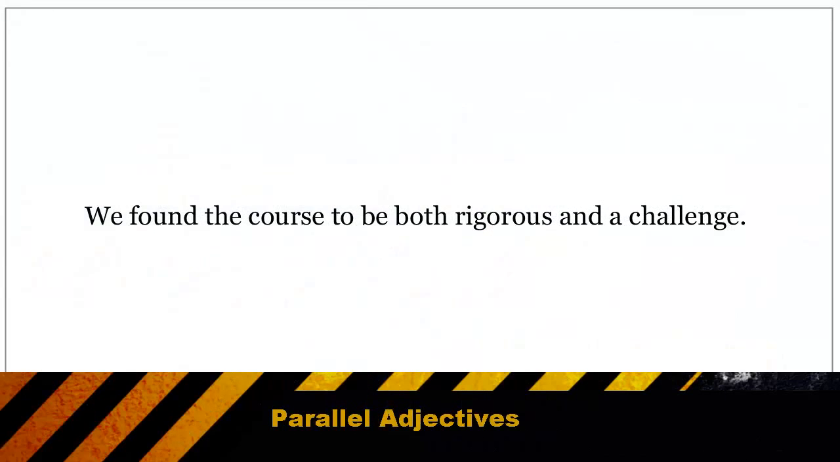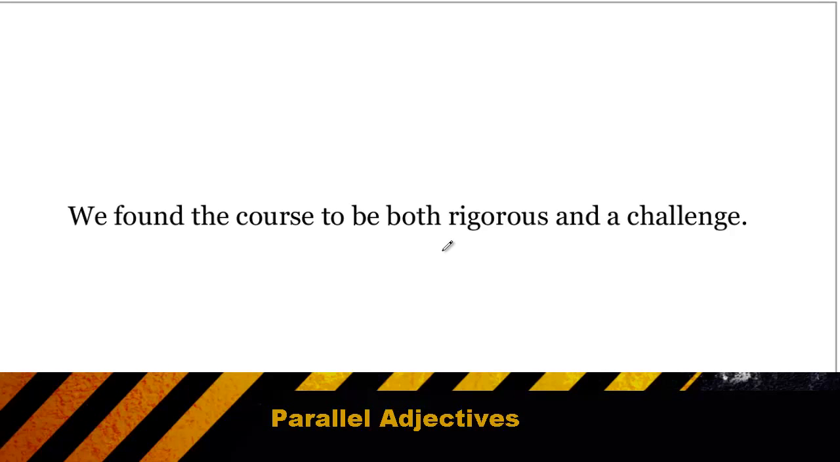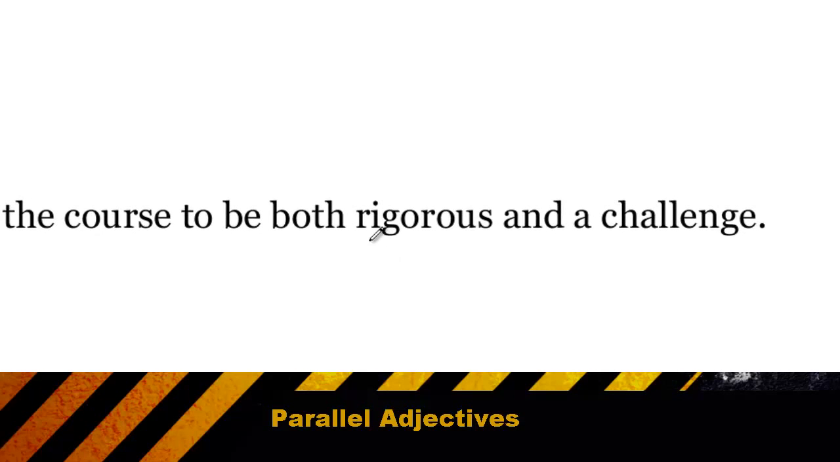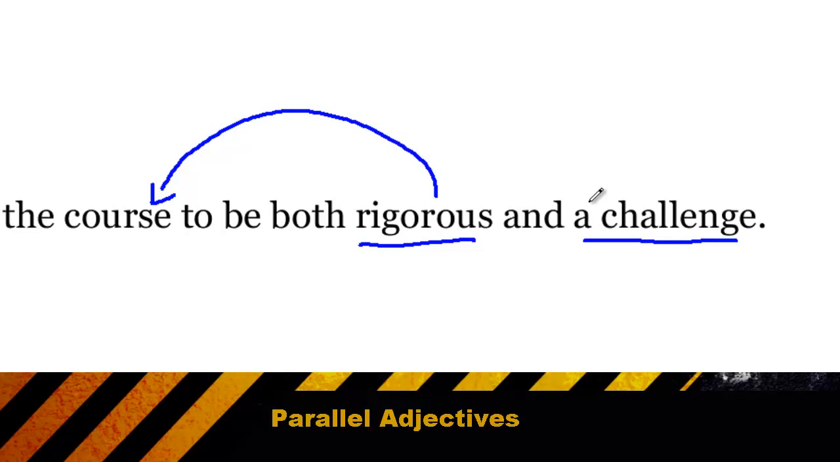Parallelism is the idea that when you have a list, everything in the list needs to be of a consistent form. In this case, we have two adjectives, rigorous and a challenge, both describing the course. Notice how I have a before challenge, but not before rigorous. So my adjectives are in different form.